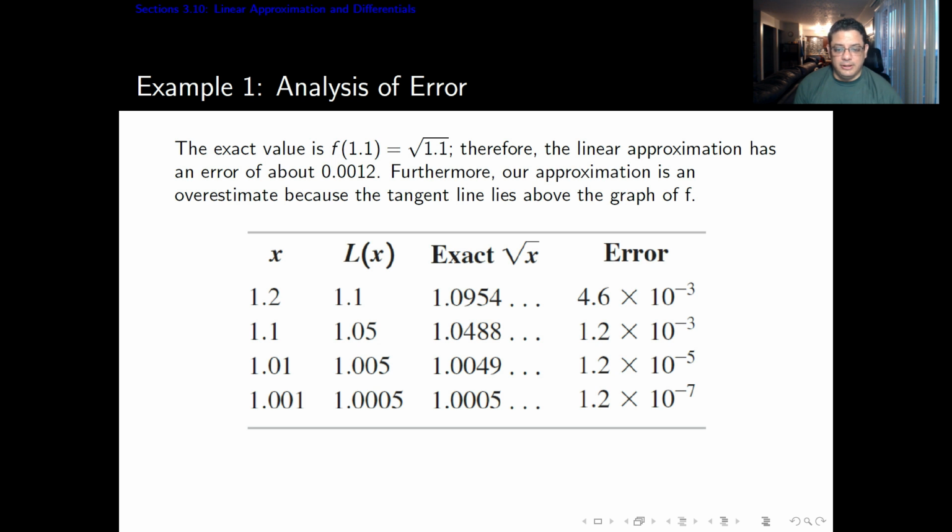So you can see here the difference between the two values, the L of x and the exact square root of x that we get with the calculator. And at the end, when we're super close to 1, you can see that the error is so small that it doesn't really matter. So this is a pretty good approximation.